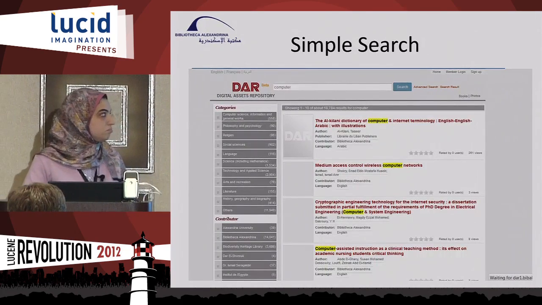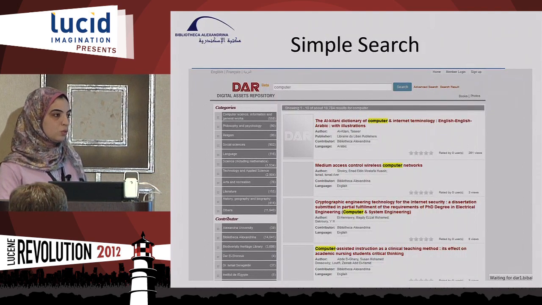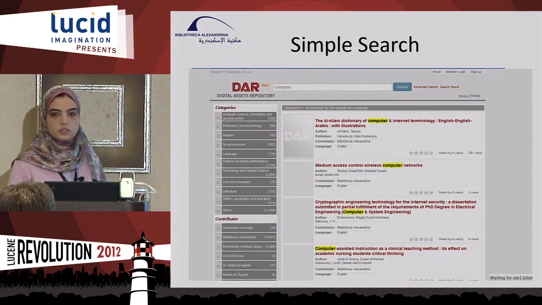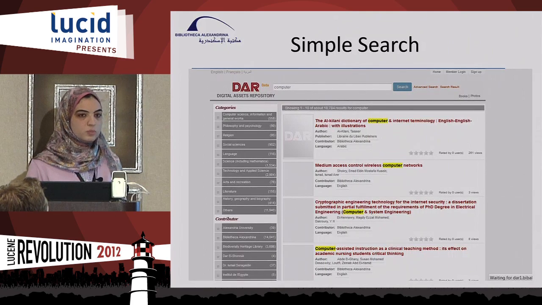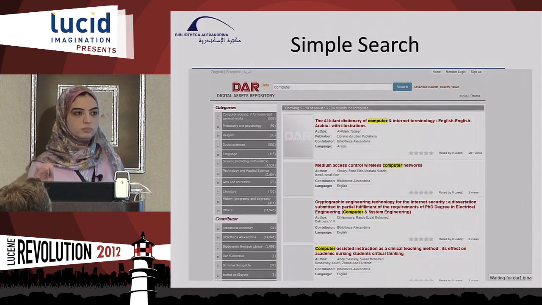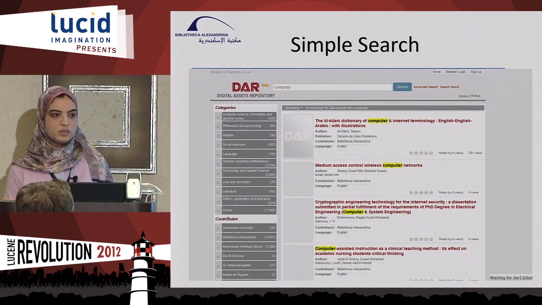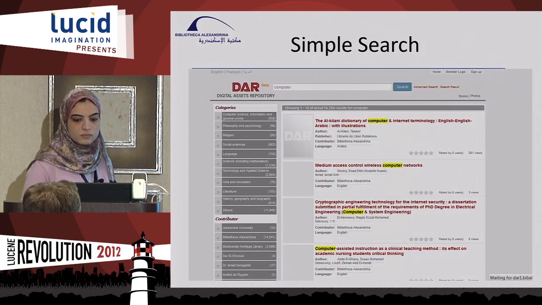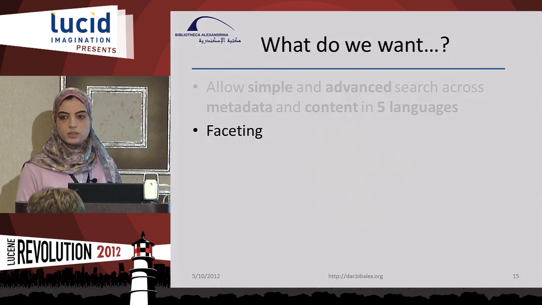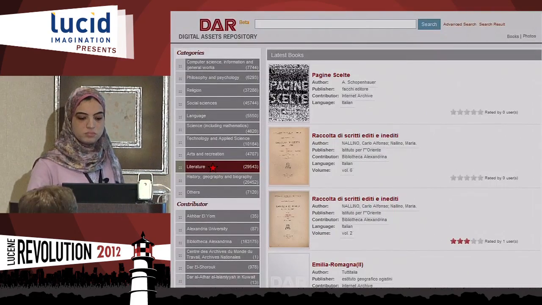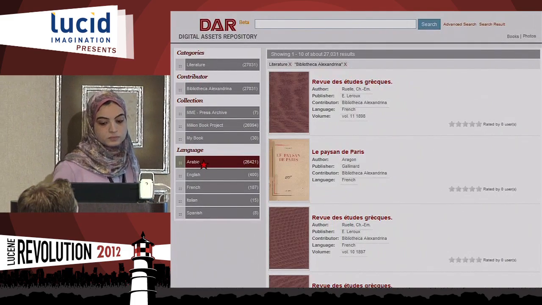We are searching in 5 languages for now. We are mainly concerned with the Arabic one, but we are also searching the Latin languages, like English, French, Italian, Spanish, and we are working on German as well. But our main target is the Arabic content because we have the largest Arabic collection in the Middle East. Another thing that we'd like to do is faceting on the search results, like faceting by categories, the contributors, and the language.